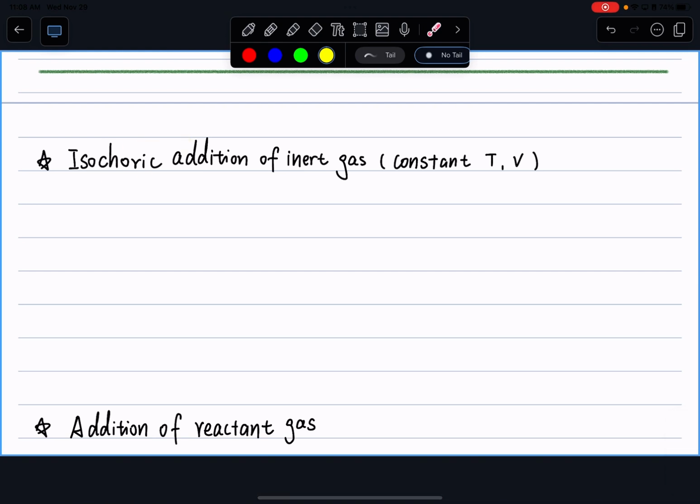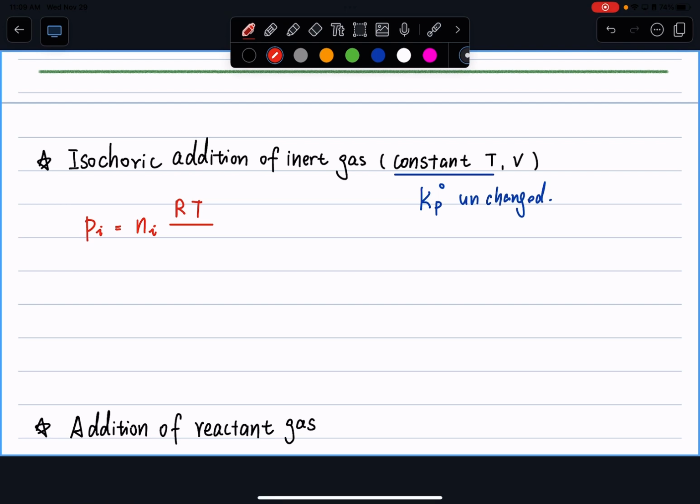The first one is called the isochoric addition of inert gas at constant temperature and volume. A few things. First, when we say it's at constant temperature, you should instantaneously write that your equilibrium constant is not changing. And for ideal gases, we can write our partial pressure equals the number of moles Ni of that species, times RT over V.